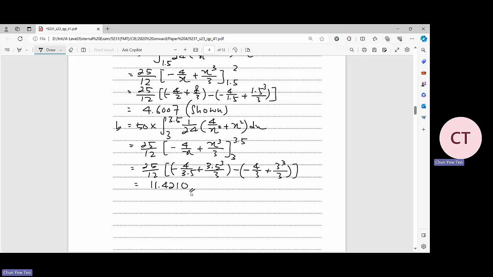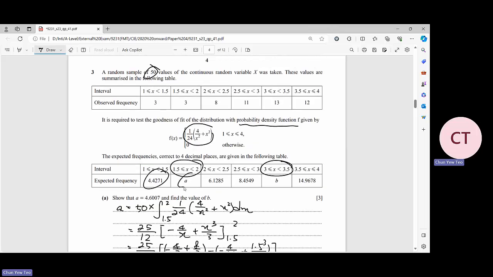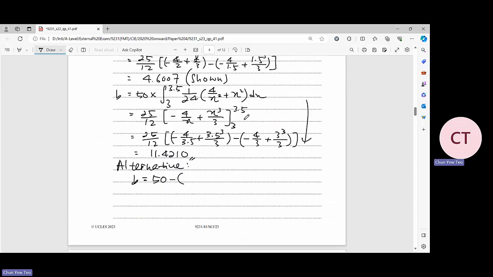This is quite a formal way, but it is a bit troublesome because you need to do the substitution and find the value. So I will recommend another way. Alternative: B can be the total 50 minus all of the values here. Minus all the values here, then you can get B because the total will become 50. So this is another way.